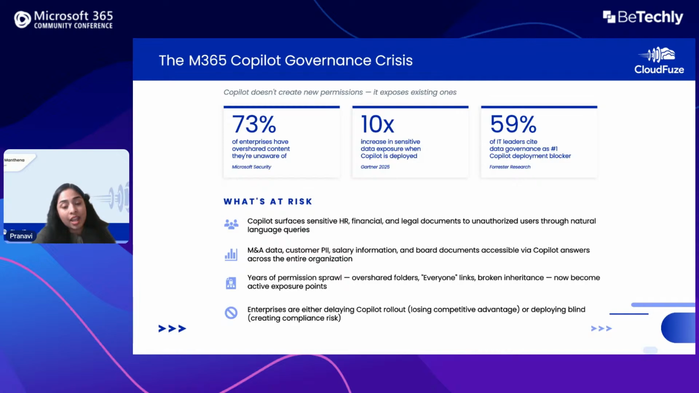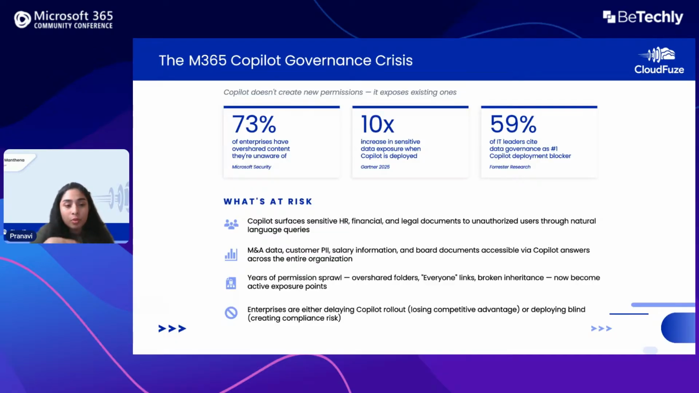Copilot can surface sensitive HR documents, your financial records, legal files, through a simple natural language query. Your M&A data, your salary information, customer PII, things that were quietly sitting in overshared folders for years suddenly become findable by anybody in the organization with a Copilot license. And the underlying cause is something that we call permission sprawl.